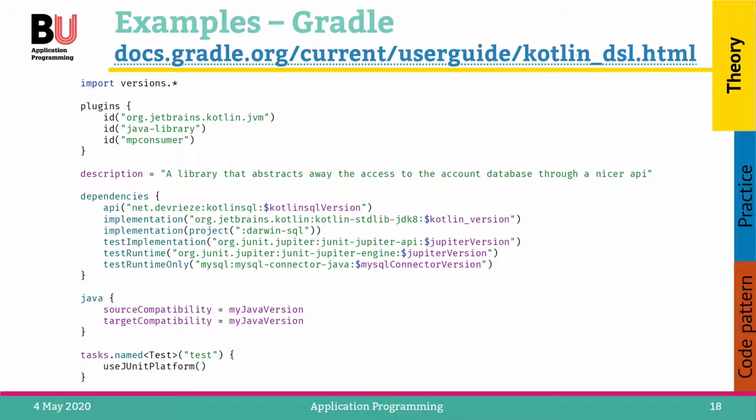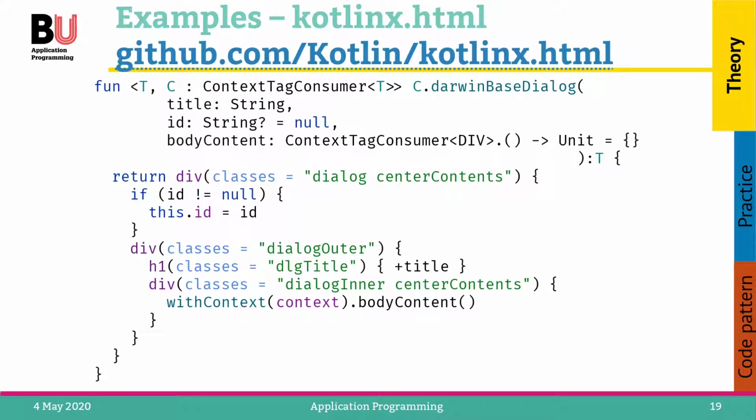Another one is the Kotlin HTML library. This is a multi-platform library. You can use this in JavaScript as well as in Java, and it allows you to create HTML, to generate HTML in a type-safe way.